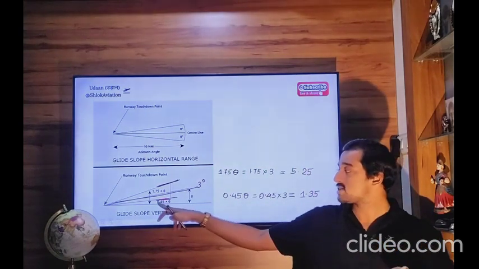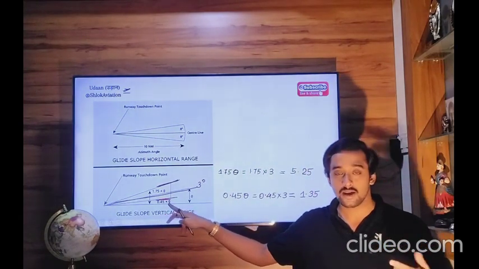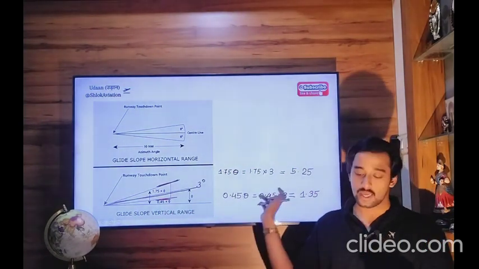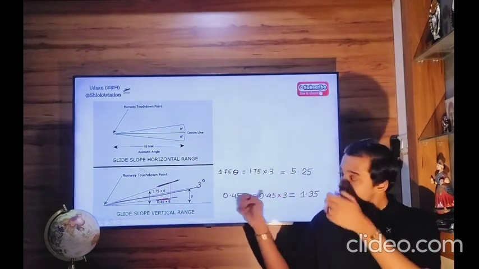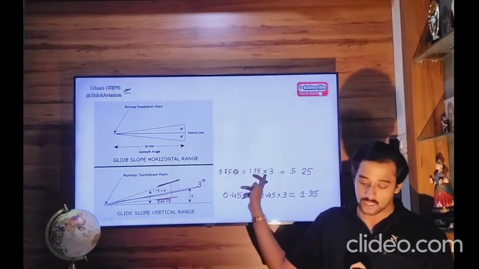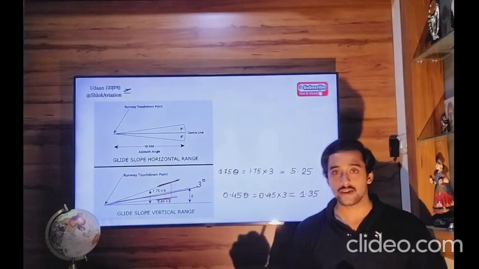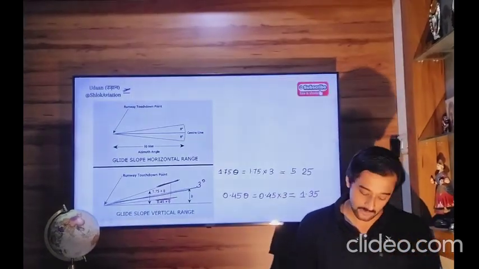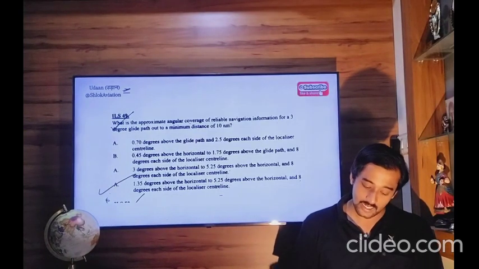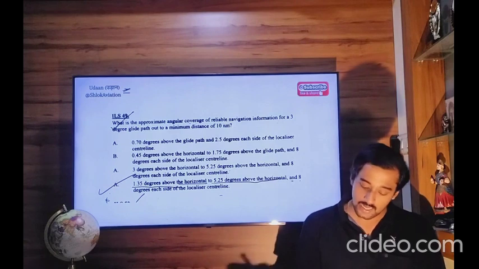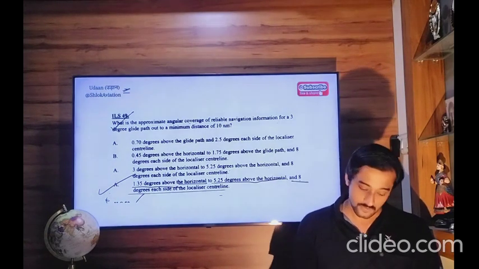The lower limit is 0.45 times theta, where theta is your glide angle. So 0.45 into 3 is 1.35. The upper limit is 1.75 theta, so 1.75 into 3, which is 5.25 degrees. So the lower limit is 1.35, upper limit is 5.25. The correct answer is option Delta, 1.35 degrees above the horizontal, 5.25 degrees above the horizontal, 8 degrees each side of the center line.